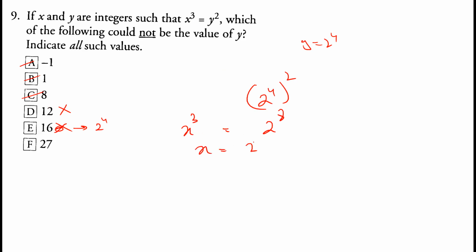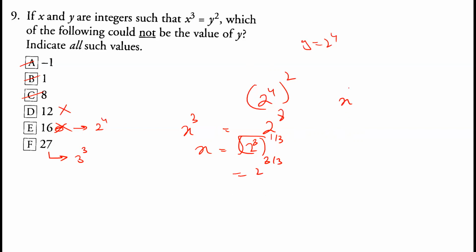So x would be 2 raised to power 8 raised to power 1 by 3, or 2 raised to power 8 divided by 3. Now this cannot be an integer. So 8 divided by 3, 2 raised to power 8 by 3 is not an integer. So this cannot be the right answer. 27. So this can be written as 3 raised to power 3.